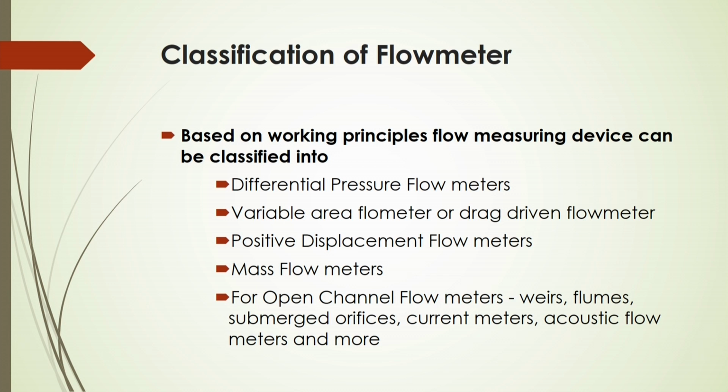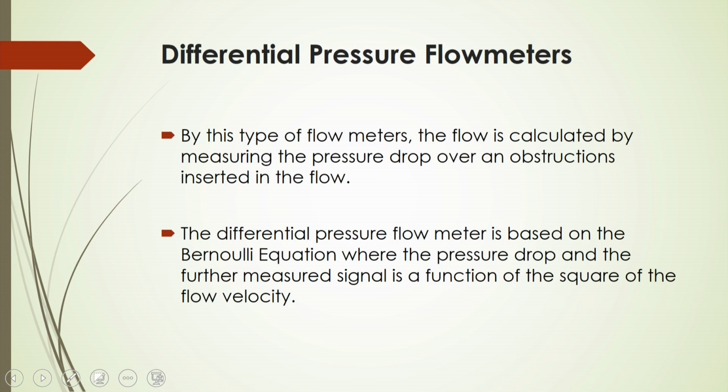They are named weirs, flumes, and submerged orifices, and even sometimes current meters, acoustic flow meters and more. There are several other pieces of equipment available to measure flow rates whenever the fluid is flowing through a pipe. Now, let us consider what differential pressure flow meters are.